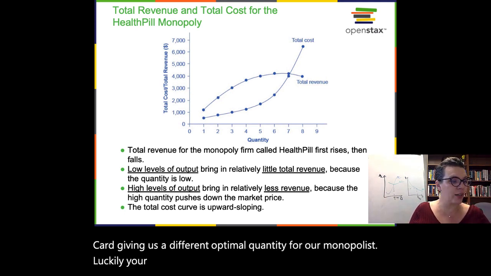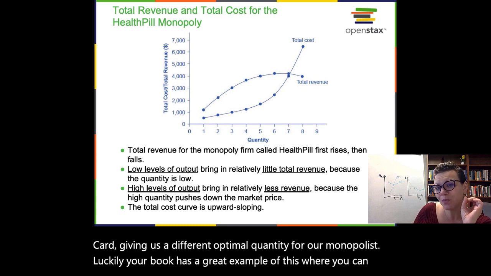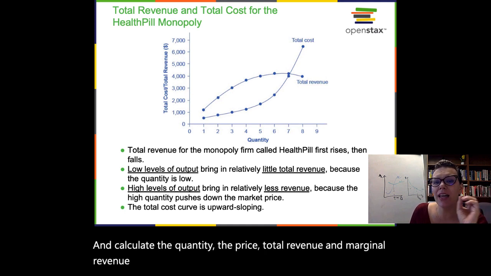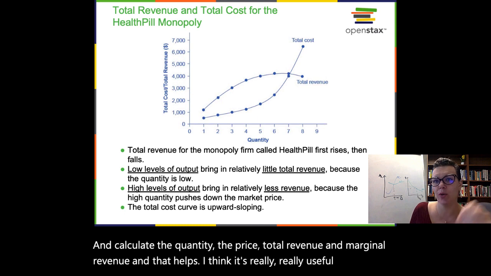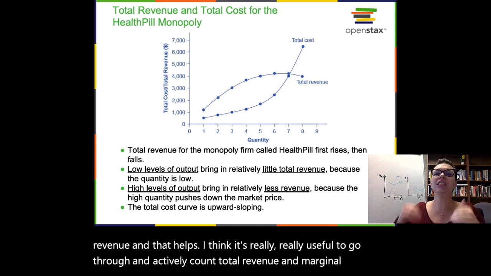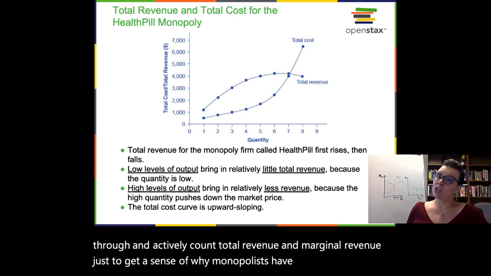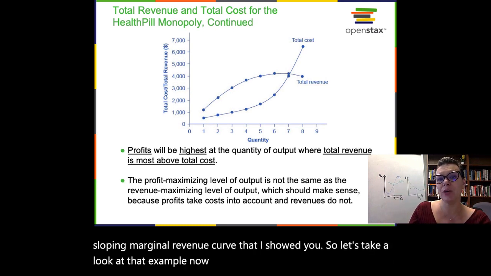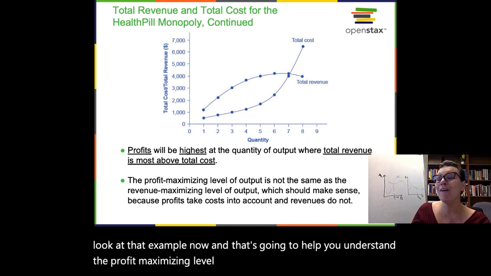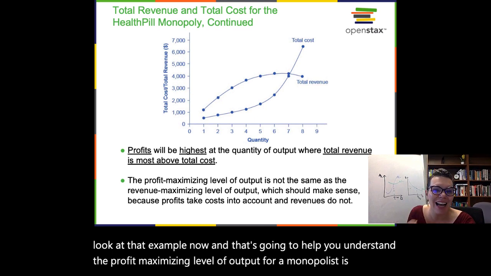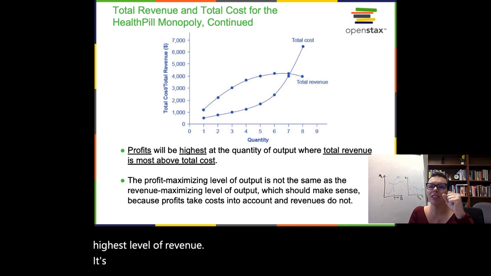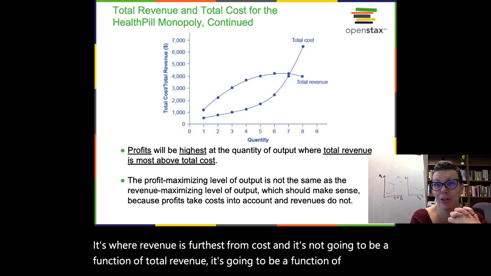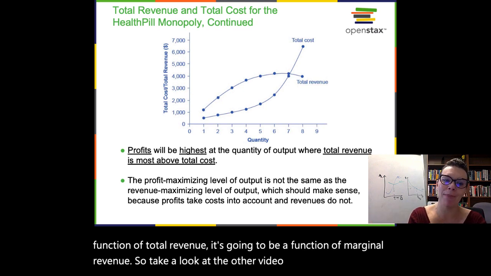Luckily, your book has a great example of this where you can go through and calculate the quantity, the price, total revenue, and marginal revenue. I think it's really useful to go through and actively calculate total revenue and marginal revenue, just to get a sense of why monopolists have that downward sloping marginal revenue curve that I showed you. So let's take a look at that example now. It's going to help you understand that the profit maximizing level of output for a monopolist is not the highest level of revenue. It's where revenue is furthest from cost. And it's not going to be a function of total revenue, it's going to be a function of marginal revenue. So take a look at the other video and then pop back in here.